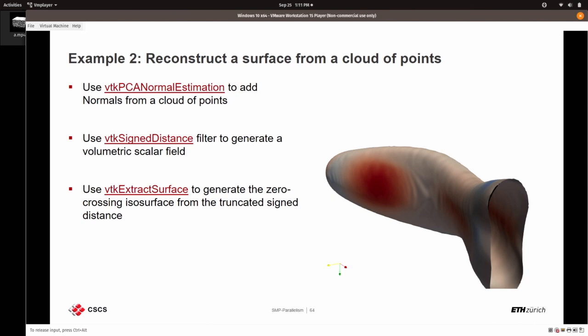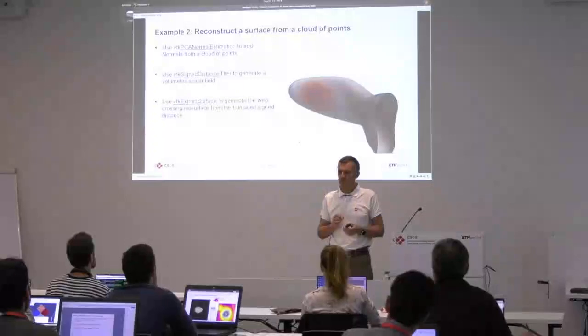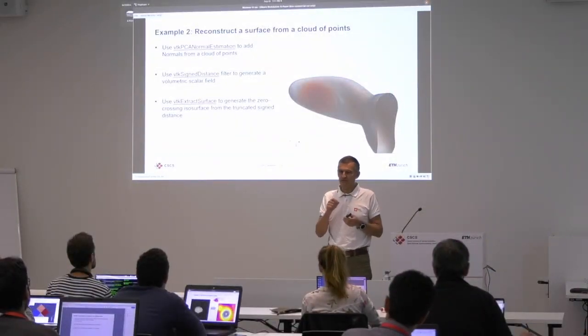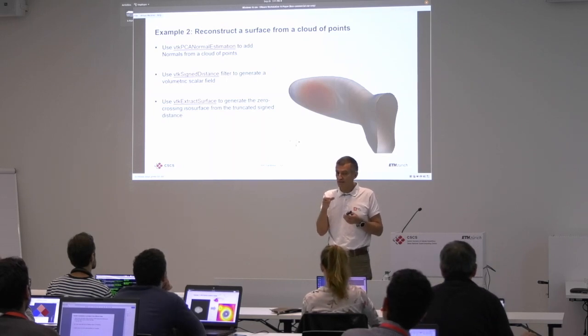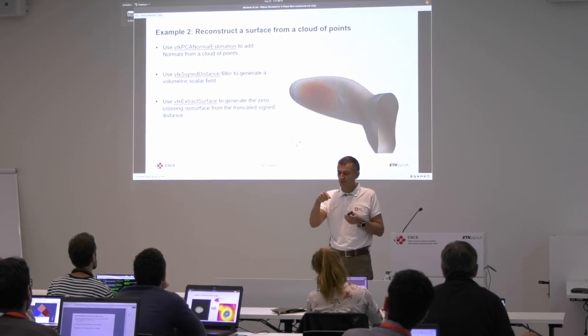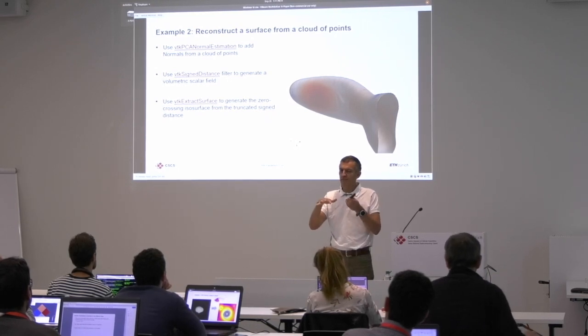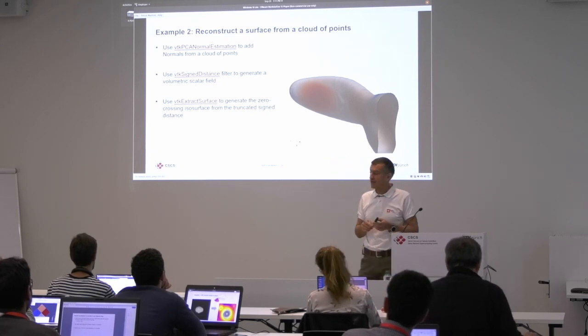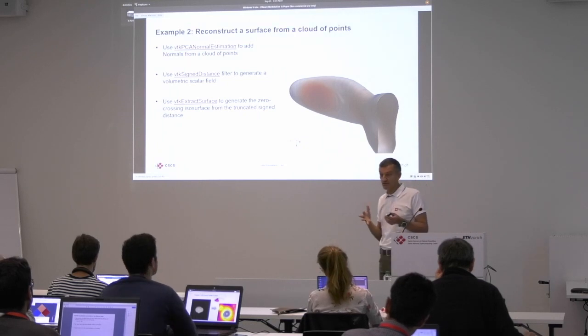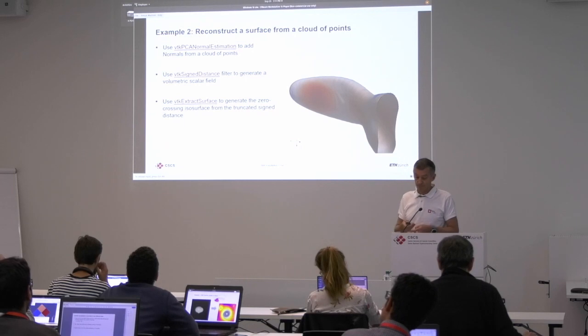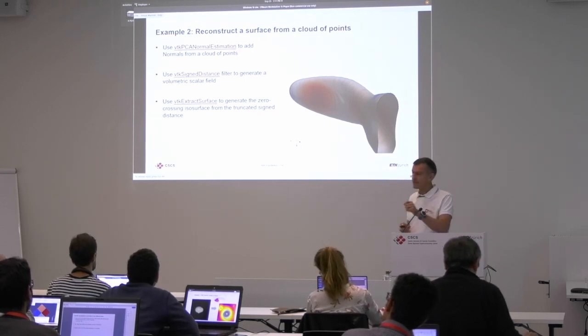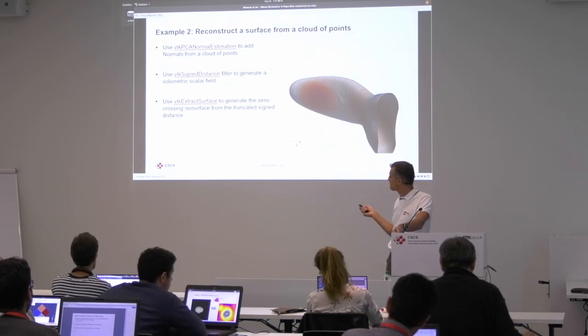One of them is a PCA normal estimation to add normals to the cloud of points. So as you perhaps know, when you have a surface representation, the normals are vectors pointing on each vertex of the surface, in a direction perpendicular to the surface. And to compute that direction perpendicular to the surface, you need to look at the neighbor points, and then you do an average of normals. Now, when you have a cloud of points, you don't really know what your neighbors are. So this is exactly what this PCA normal estimation filter does. It will add a normals vector to the point.